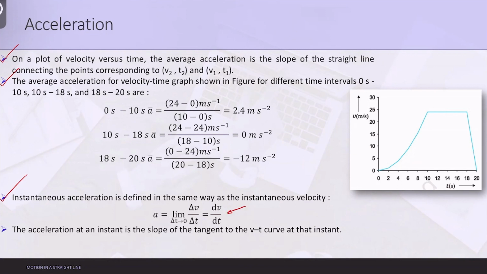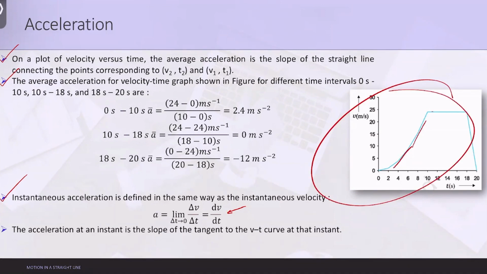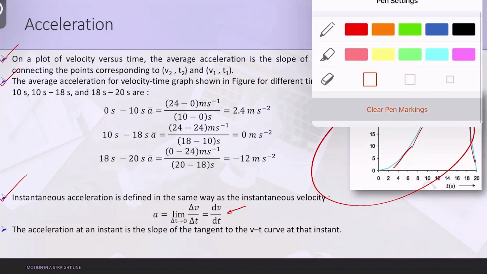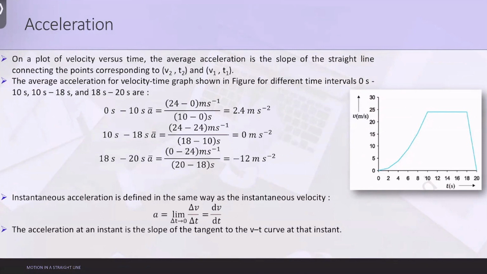Acceleration at an instant is the slope of the tangent to the vt curve at an instant. So similarly, as in the previous case, the slope of the tangent to the xt curve was velocity. Similarly, the slope of the tangent to the vt curve is nothing but acceleration. That was how we understand the velocity concept and the acceleration concept. Fine. So that has also been explained.